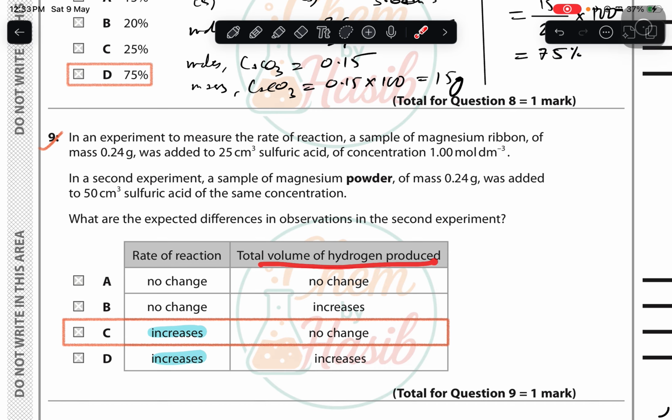The total volume of hydrogen gas produced. Now what about the total volume of hydrogen gas produced, right? Now the total volume of hydrogen gas produced won't change because magnesium was the limiting reagent here and sulfuric acid was in excess. So if you calculate, sulfuric acid has greater moles here compared to magnesium. So when sulfuric acid was 25 cm cube, it was in excess. When sulfuric acid was 50 cm cube, it was still in excess. So the volume of hydrogen gas produced will not change.